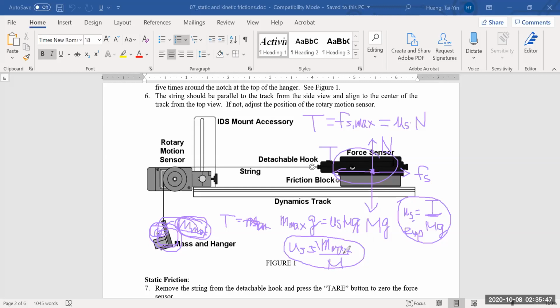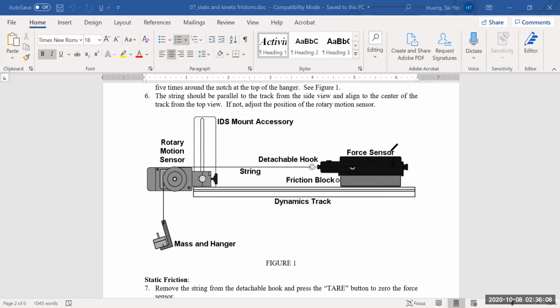Okay, so this is when the whole thing is now moving. This system is subject to static friction. In order to find the mu s, you want to create a scenario that it reaches the maximum static friction, so that you can calculate the mu s. Now regarding the kinetic friction, the whole thing is already moving.